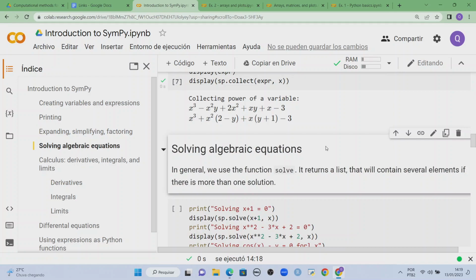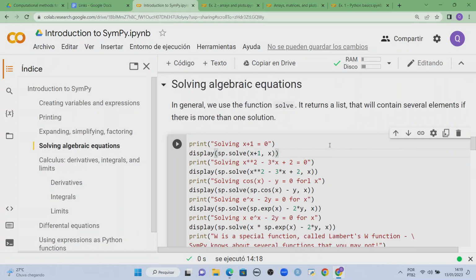Solving equations like f of x equal to 0. Here I'll give you some examples. Usually you have this function solve, and what do you pass to solve? You have two arguments. You have an expression, and this expression is always equal to 0 when you pass an expression.